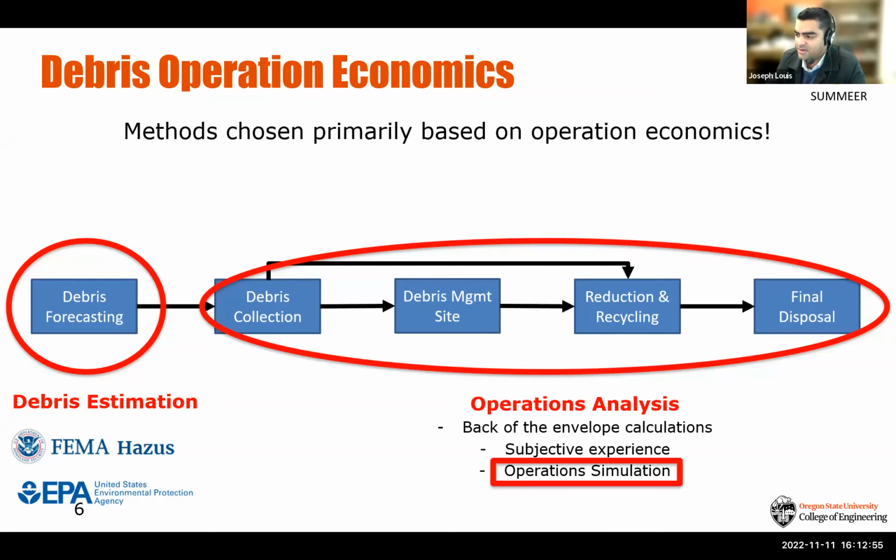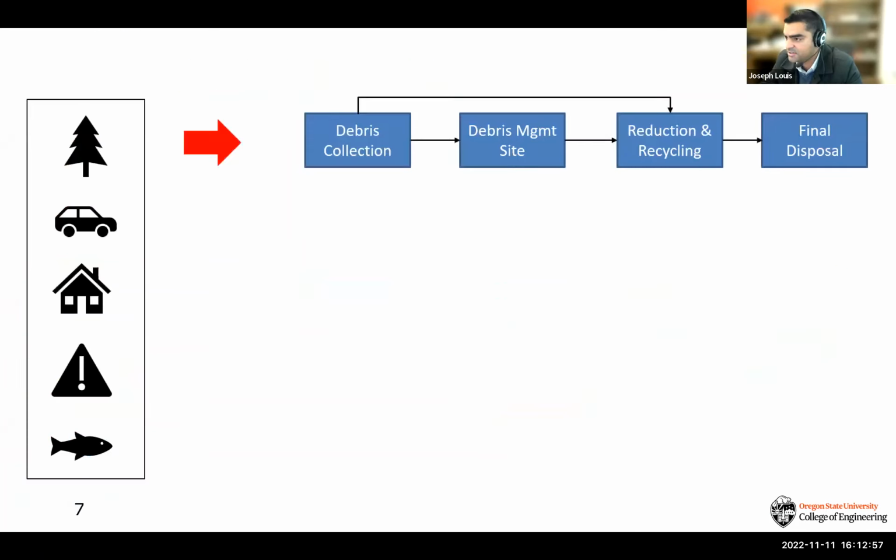All right. So let's think about why we need this operation simulation once again. We've established that we have heterogeneous streams of debris, and we need to see how this debris is processed through these steps of collection, management sites, and so on, right? When you really start to look closer at what happens on the ground, you start to get all these decision points for which you need to make decisions.